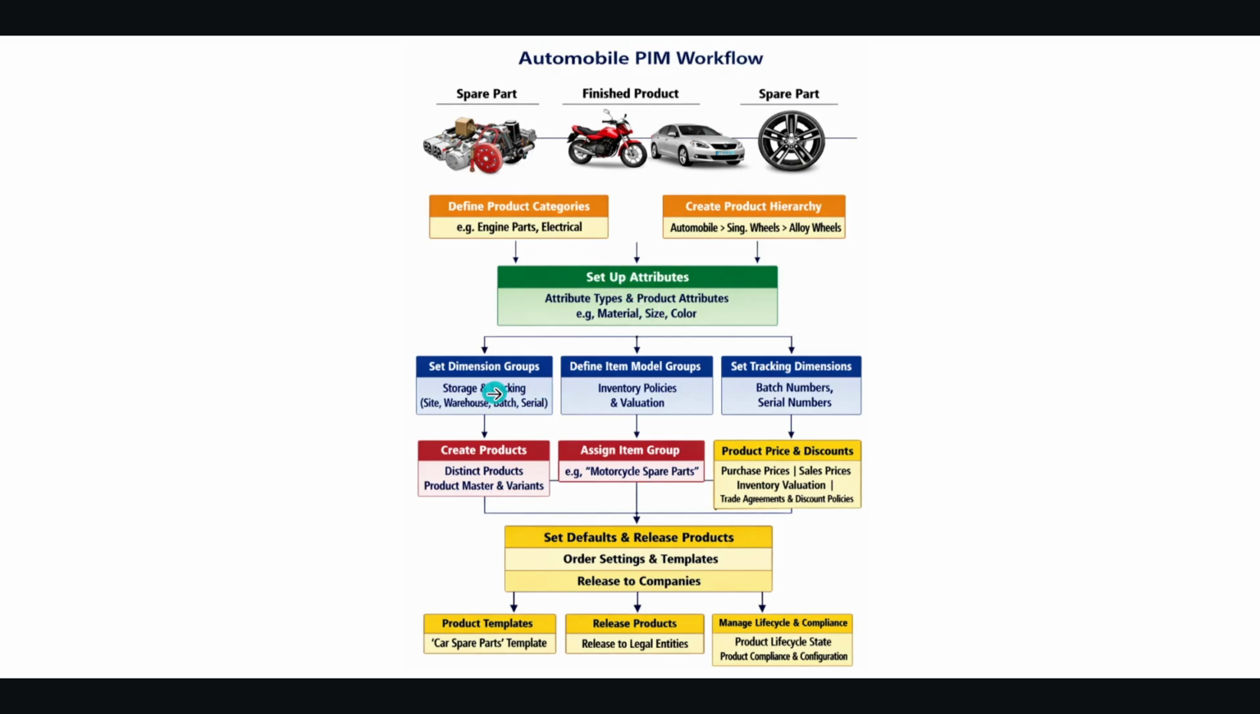The next is the dimension groups. I want to place my product under a particular level in my inventory management module. How do I do that? I can define my product as having a storage dimension and a tracking dimension.